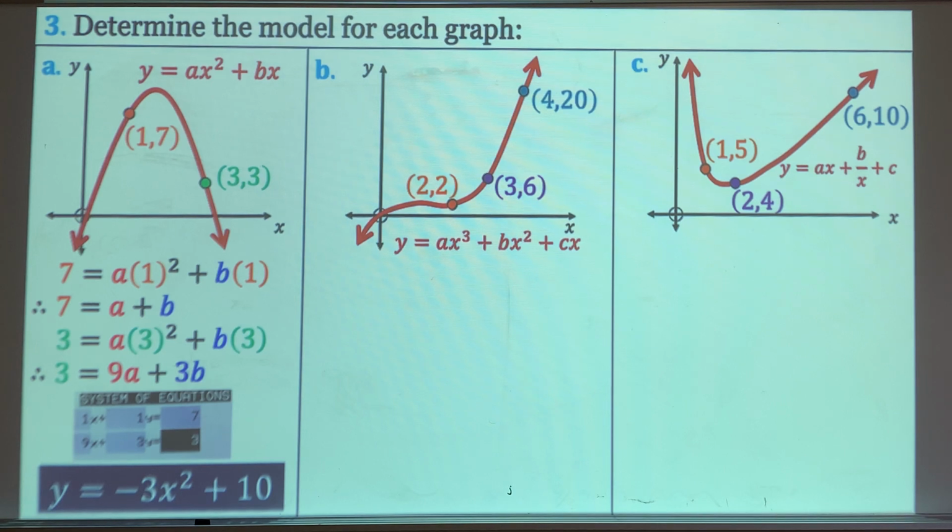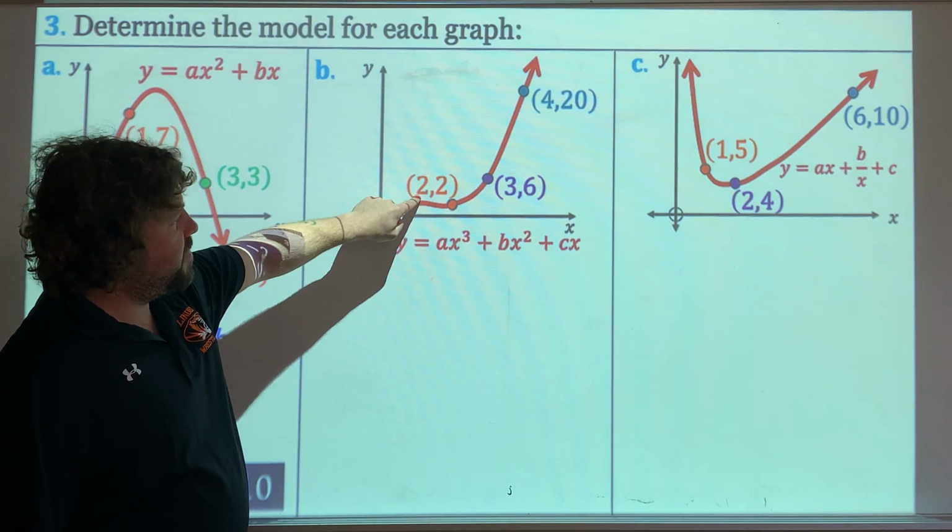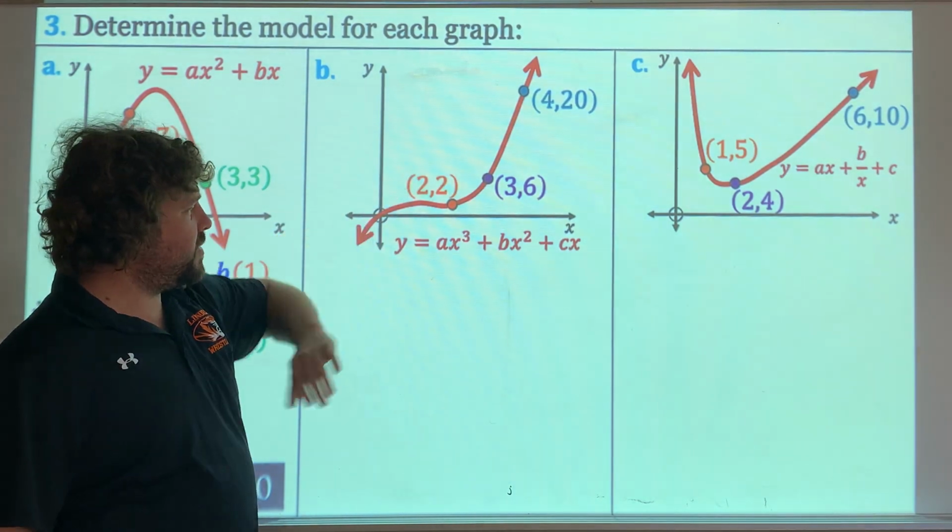I don't know why it's blurry there. I think I'm losing my projector. Doesn't matter what order you plug them in either. I always go left to right though.